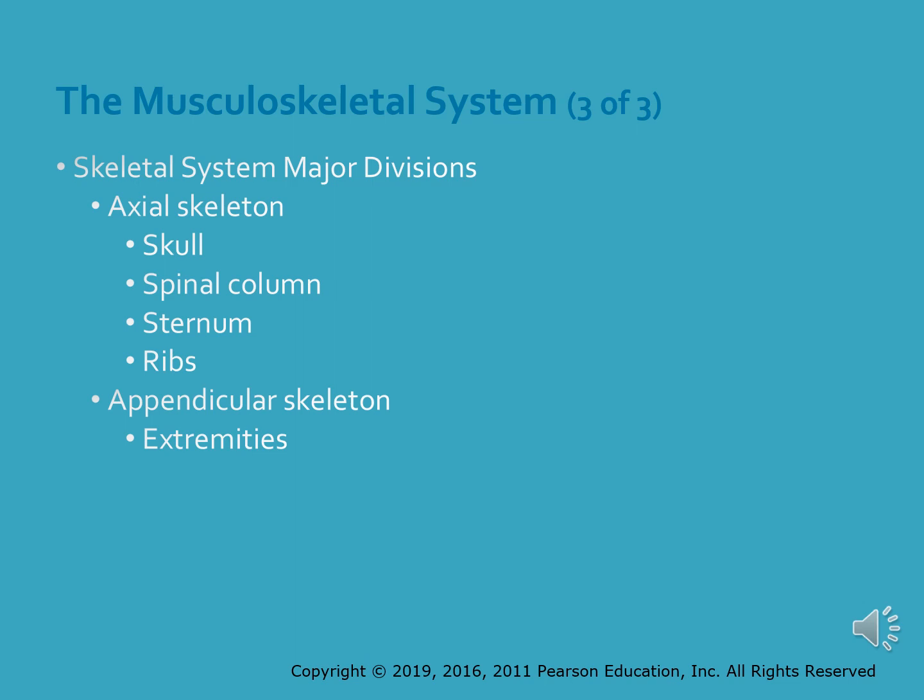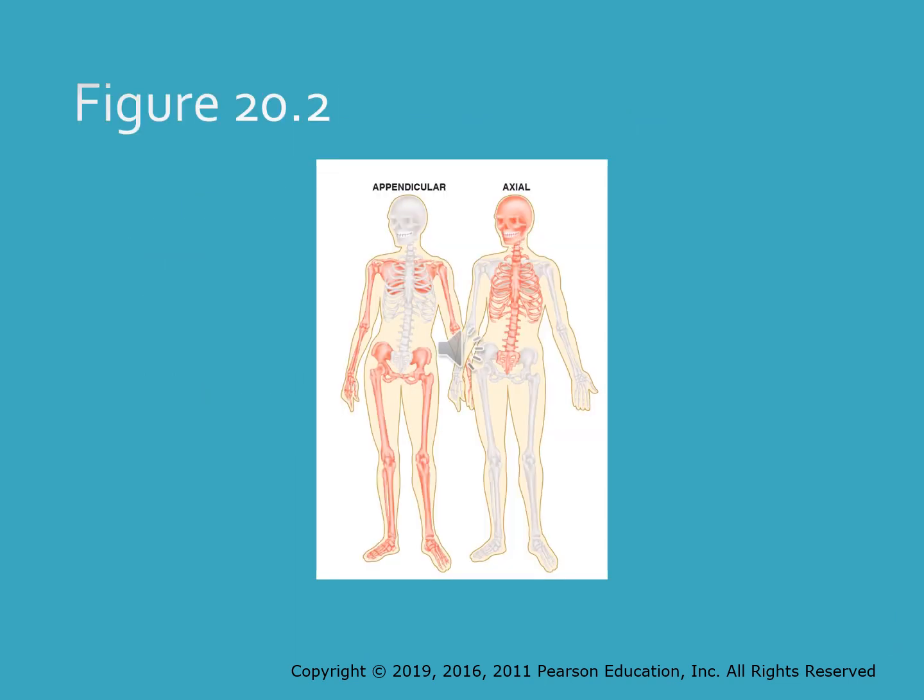The appendicular skeleton is made up of all of the bones that form the upper and lower extremities, including the clavicles, scapula, arms, wrists, hands, hips, legs, ankles, and feet. The two divisions of the skeletal system are the appendicular skeleton, which is shown in the first figure in red, and the axial skeleton, which is shown in the second figure in red.